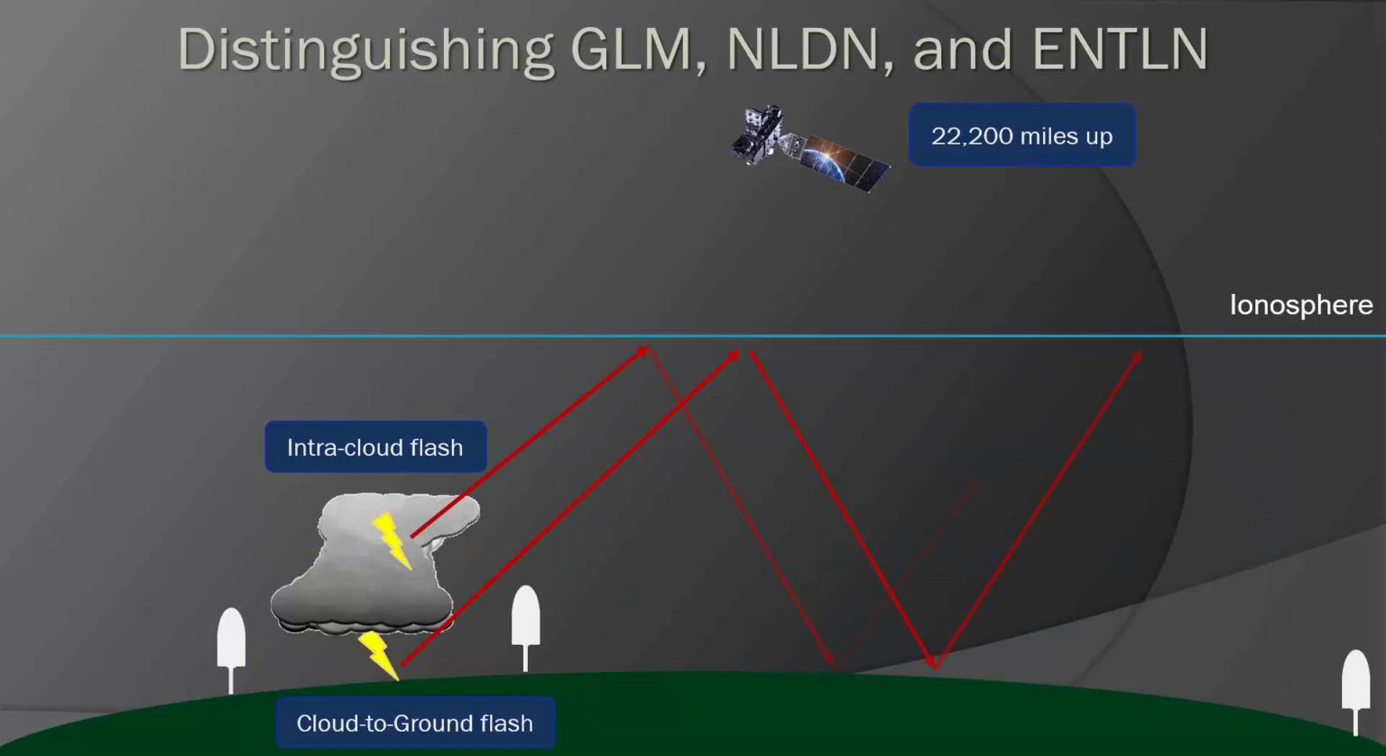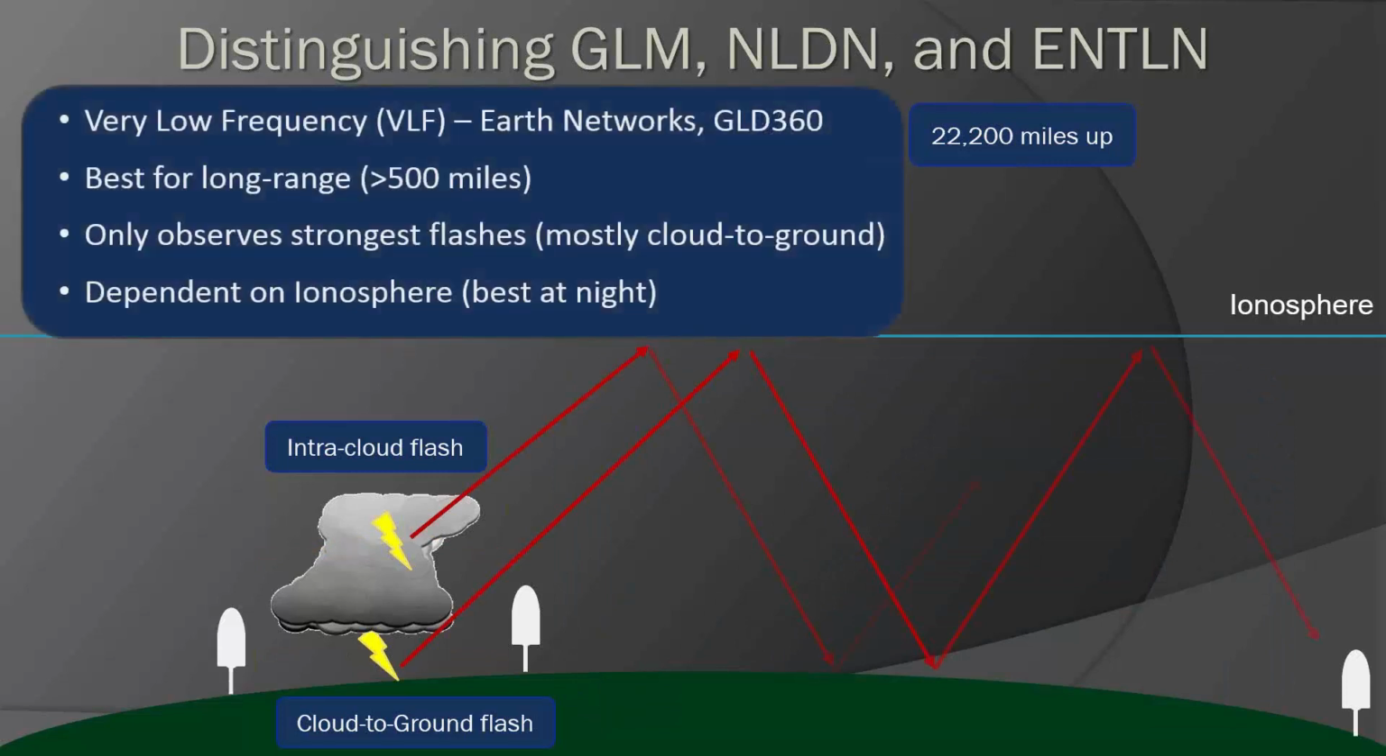Another way, maybe something that you don't use in your local offices as much, is very low frequency detection from Earth Networks and the GLD360, where this is used in very long-range observations. So we're talking about looking out in the middle of the Atlantic or the Pacific Oceans. The difficulty with this is that it primarily only observes the strongest lightning flashes, which are mostly cloud-to-ground. The reason for this is it's dependent upon a signal bouncing off the ionosphere, the surface of the Earth, and back to the ionosphere, much like a ham radio. So this signal has to travel many miles, thousands of miles at times, to be detected. It works best at night, where you don't have as much solar radiation influencing the environment.